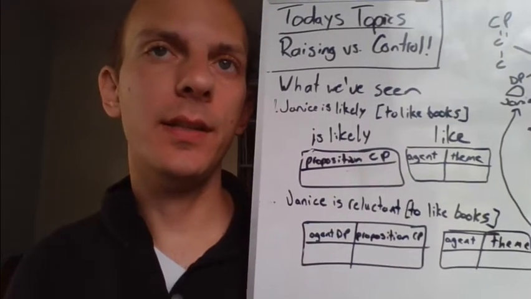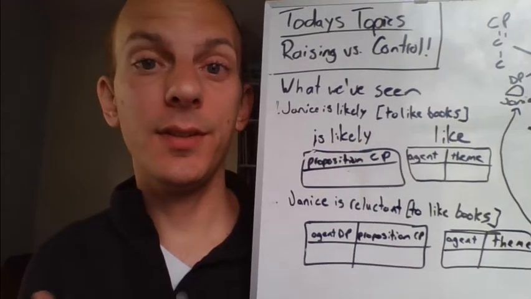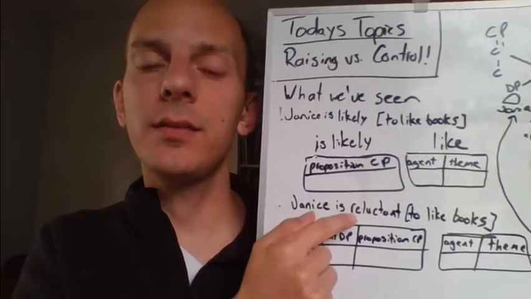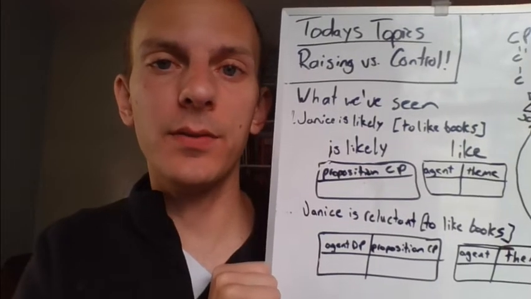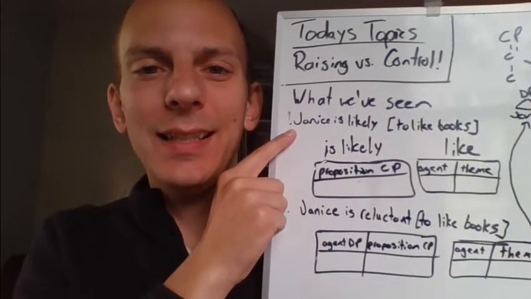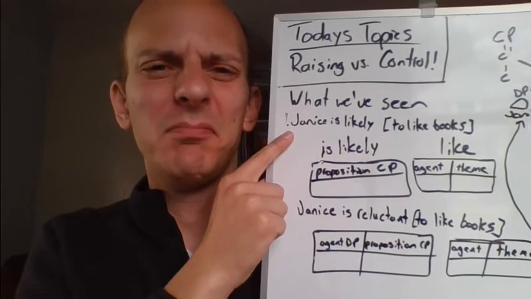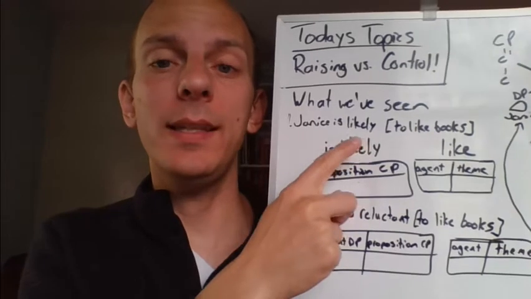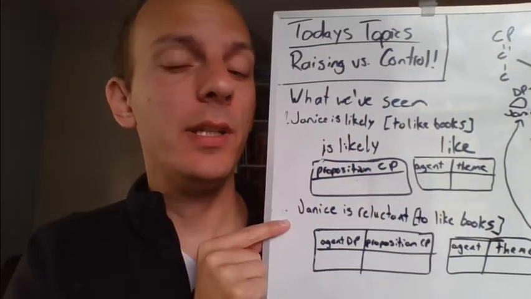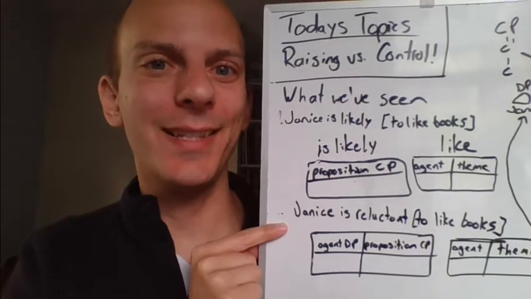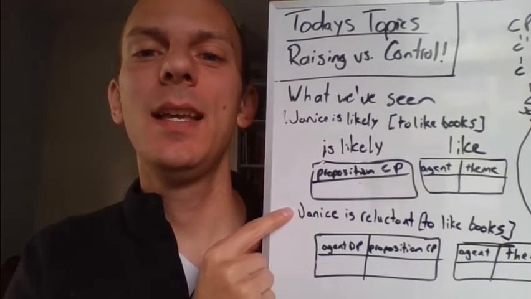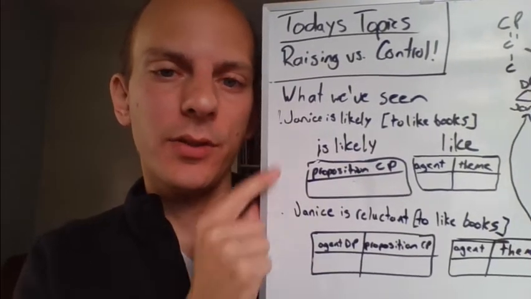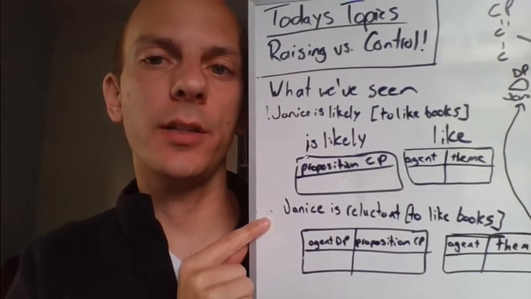And what we'll notice here is, intuitively or semantically, the difference between Janice is reluctant to like books. Janice is reluctant. Janice is in fact reluctant. She is the one that's reluctant. Where Janice is likely to like books, Janice isn't likely. There's nothing about Janice that is likely. What is likely is Janice to like books. But down here, that's not the case. There is something about Janice that's reluctant. Janice is in fact reluctant. So that's a difference there between these raising structures and this, which we're going to call a control structure.